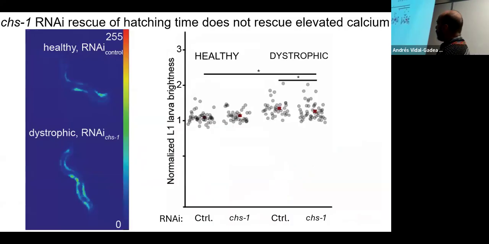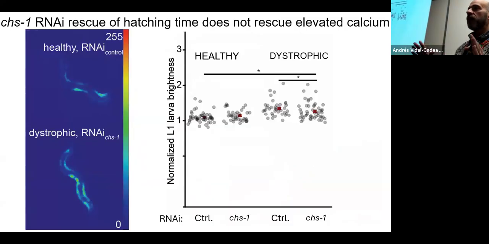So what we saw instead was that there was an improvement in these animals. They were significantly dimmer than the controls, but they were still brighter than wild types. So even though we made it easier for them to hatch, their calcium was still elevated in those animals. So that means the elevation in calcium is not hatching related, basically, right?